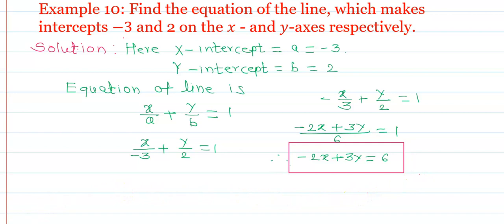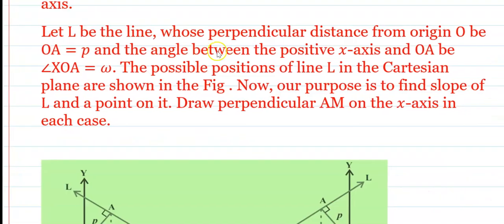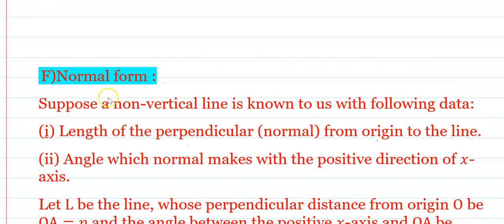Now the next form is the normal form. Suppose a non-vertical line is known to us with the following data.